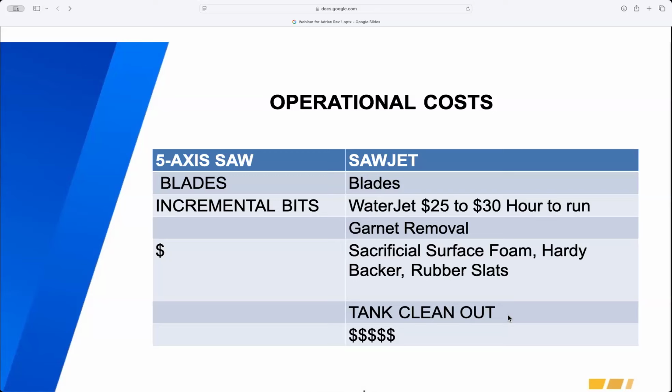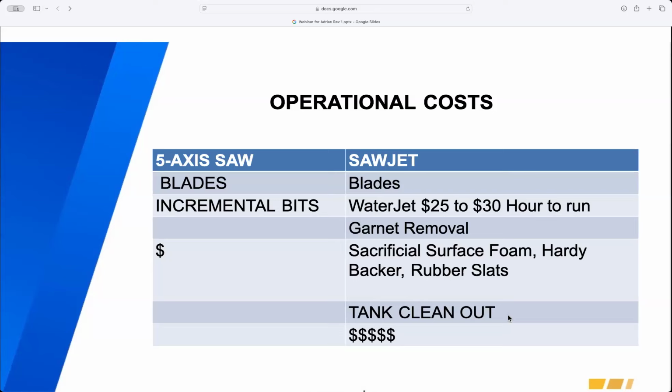Downtime where you have to change seals. You do have to change the seals in the pumps, and you need to know how to work on them because it's pretty expensive to get the guys that you bought the machine from to come in. And then you got the sacrificial surfaces that you have to cut on top of, say, be it foam, hardie backer, or the rubber slats that you have to change out because that water jet's going to cut through everything. And then, of course, the tank clean out. Almost forgot about that one.